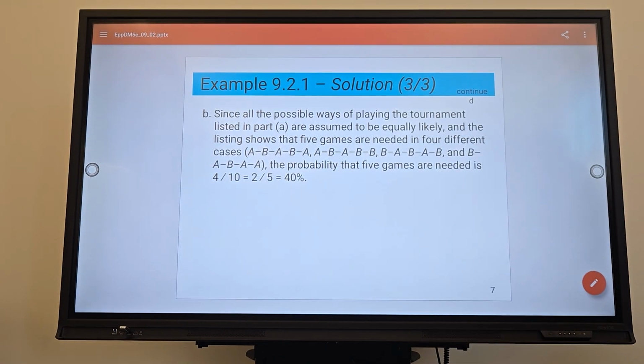Since all the possible ways of playing the tournament listed in Part A are assumed to be equally likely, the listing shows that 5 games are needed in 4 different cases. The probability that 5 games are needed is then 4 out of 10, or 40%.